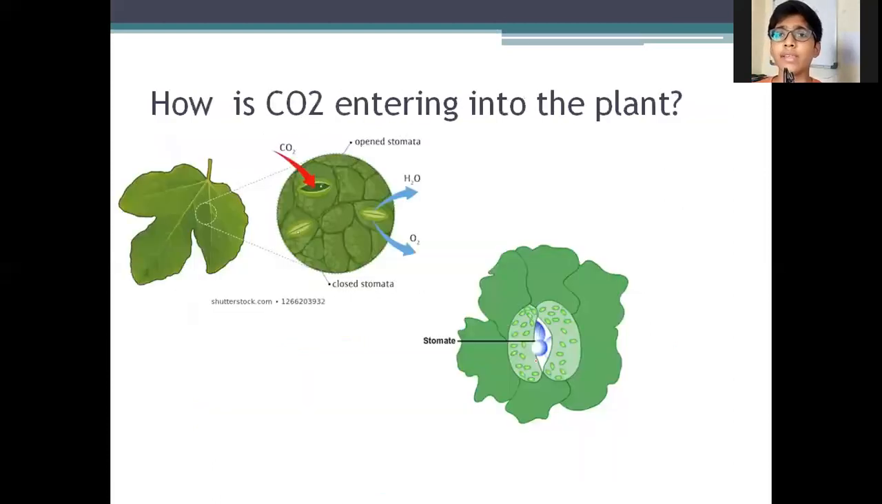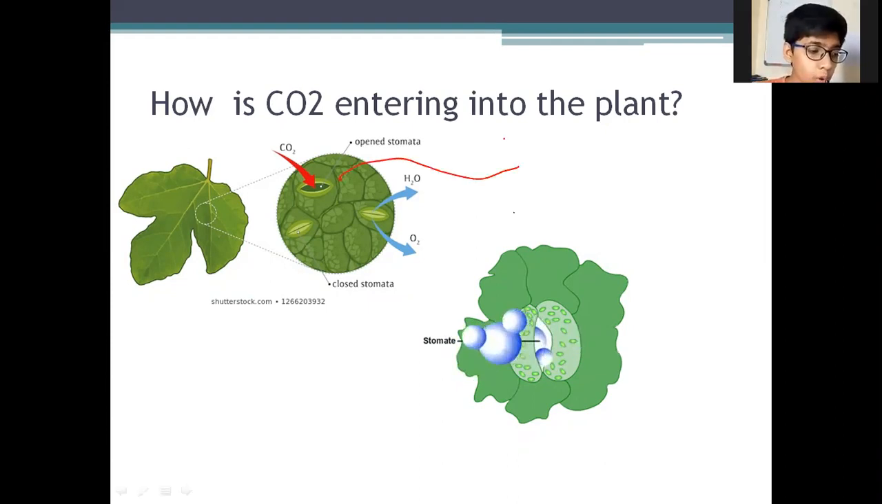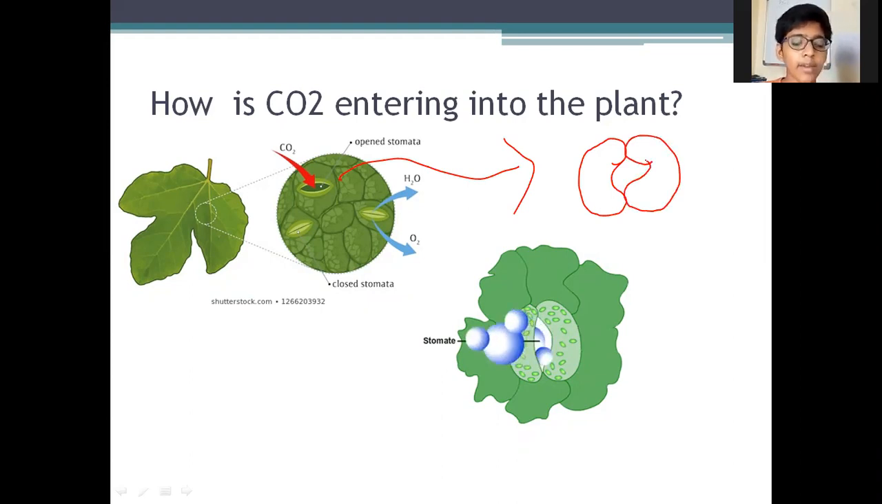Now let's see some facts. How is CO2 entering into the plant? CO2 is entering into the plant through very small structures on the leaves called stomata. They have two kidney shaped guard cells, which help in the exchange of gases and some water vapor.